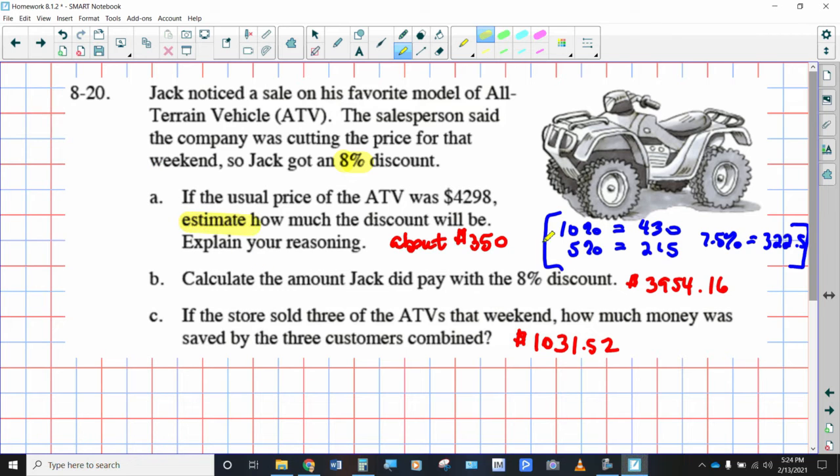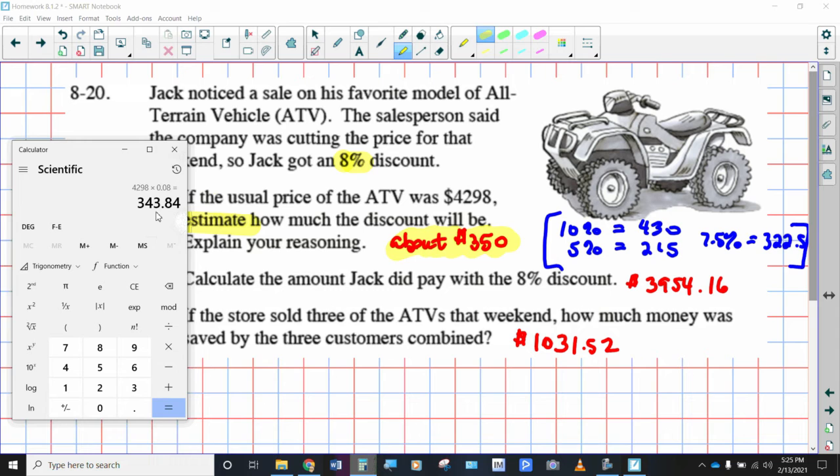We were asking for an estimate, so your estimate in the 350 range seems reasonable. So now calculate the amount Jack did pay with the 8% discount. Well, we already know how much it got marked off, right? So we'll just take $4,298 and subtract away $343.84, and that gives you this amount here.